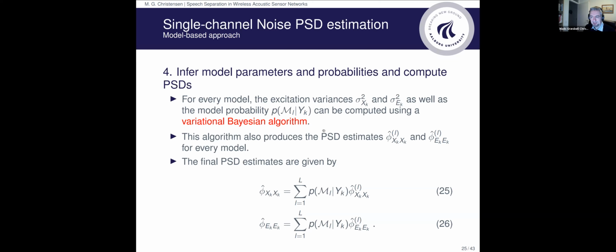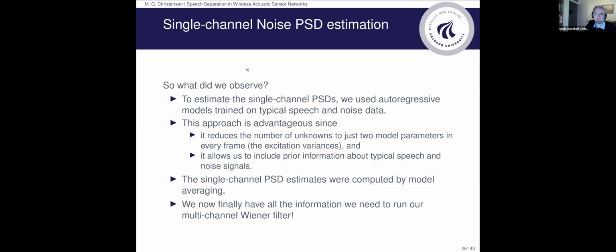And this actually also produces the power spectral density estimates of the speech and the noise for every model, for every microphone. And then final PSD estimates for each microphone are obtained, like you see here, with all these different candidate models weighted by the different posterior probabilities of the models and added up. But the end result is just that for each microphone, we have actually a model of the two spectra, the speech and the noise.